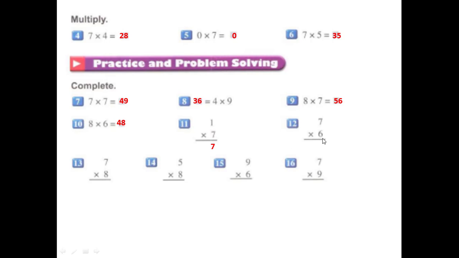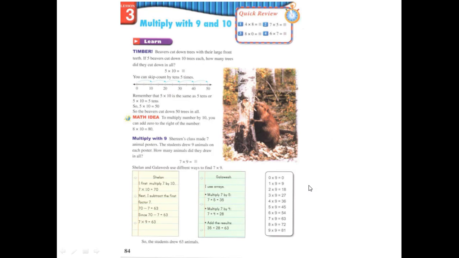Now 7 times 6 is equals to 42. 7 times 8, again 56. 5 times 8 equals 40. 9 times 6, 54. 7 times 9, 63.